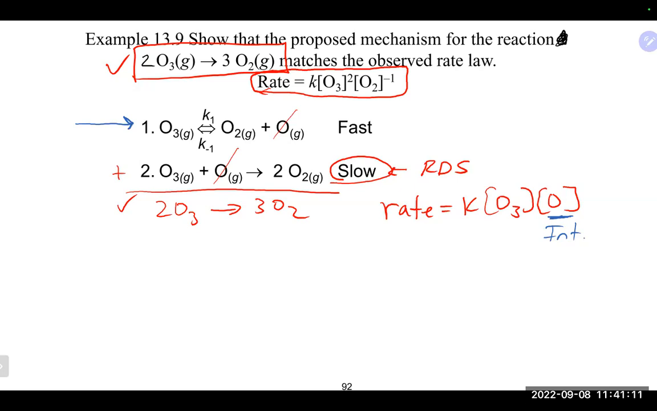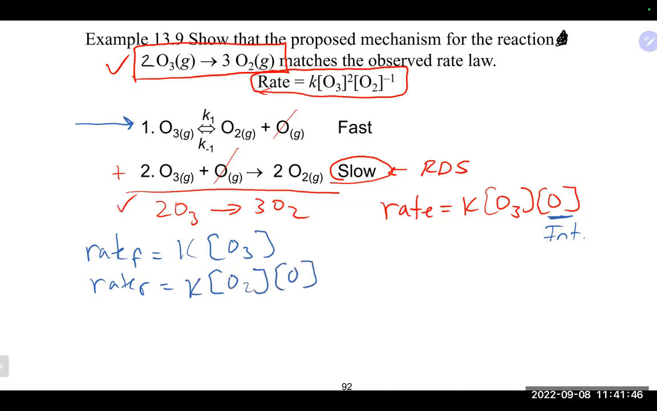Our first step in the mechanism is a reversible reaction, which means it will eventually come to equilibrium. That means there's a forward direction, heading from reactants to products, and I could write the rate law for that: the rate of the forward direction equals k times O3. I could also write the rate for the reverse direction, going from products to reactants. In that case, our products act like our reactants, so it would be k times O2 and O. Any questions on that?